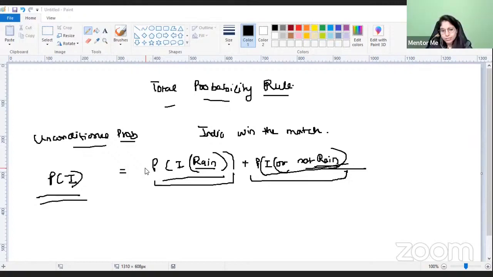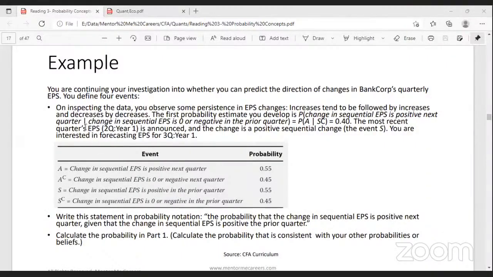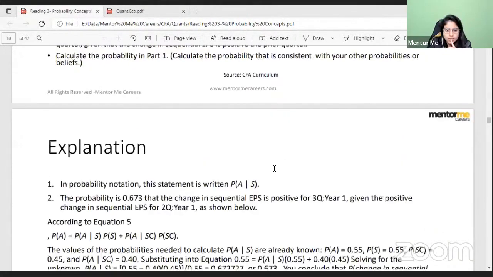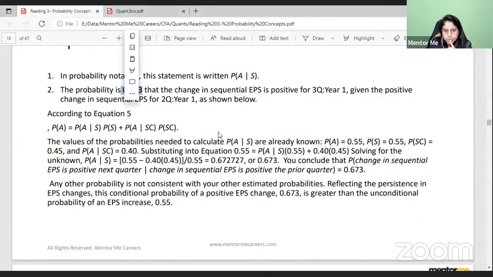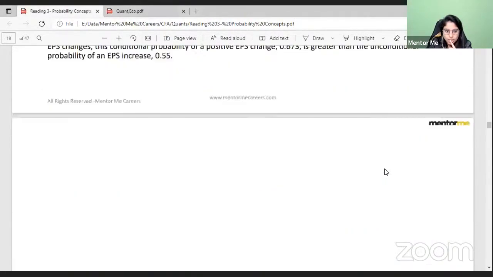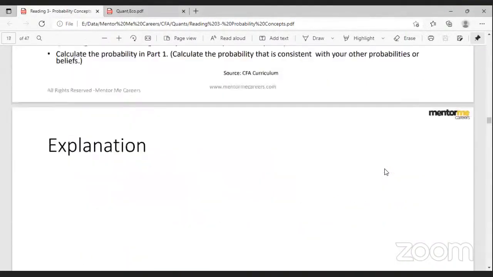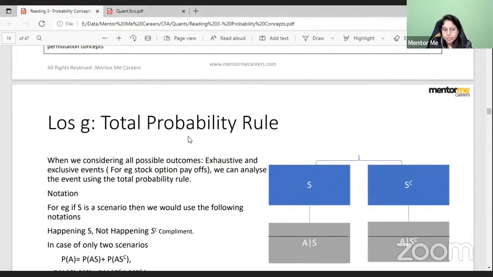And as far as I can remember this question, let me share my screen with you. This question, I think we discussed in the last class. Bancorp one. Yes, ma'am, we discussed it, 0.63, I guess, is the answer. So I think this question has been discussed under the total probability rule.